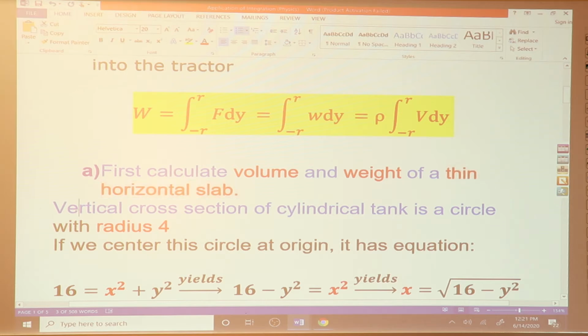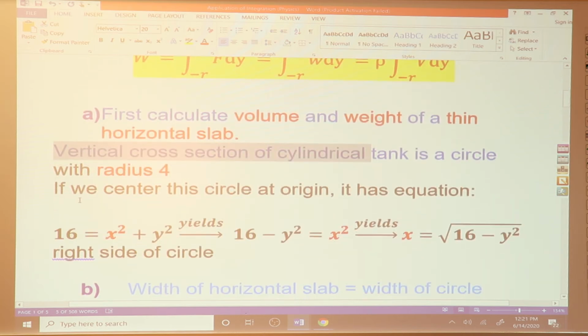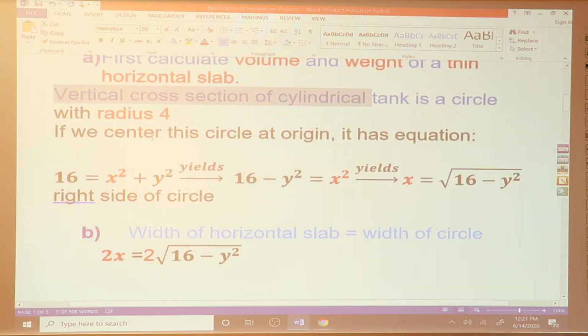The vertical cross section of the cylinder tank is a circle with a radius r. That's what I said. Then, if we center the circle at the origin, it has the equation 16 equals x squared plus y squared. This yields 16 minus y squared equals x squared, which yields x equals the square root of 16 minus y squared. Is this clear? I think it's clear. Now, the width of the horizontal slab is twice that. We have to multiply by 2: 2 times the square root of 16 minus y squared. Good job.